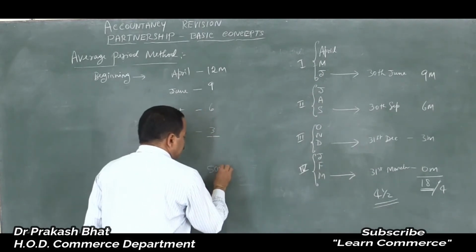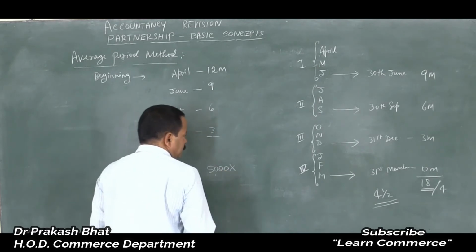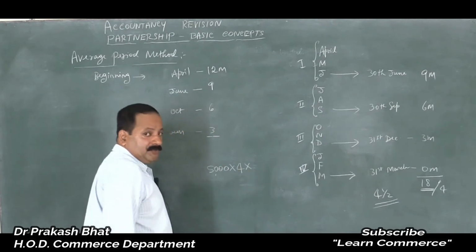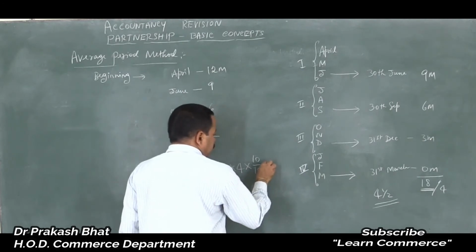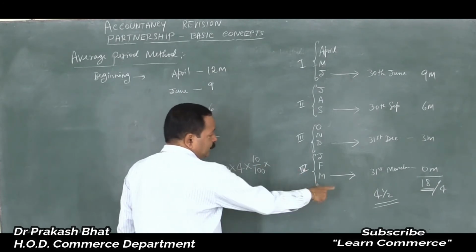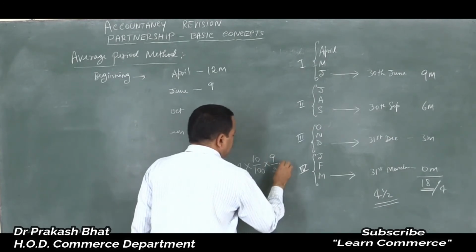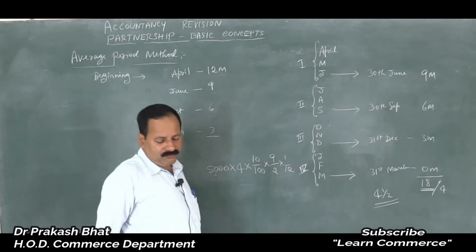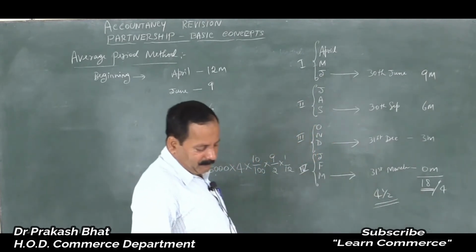Let us take 5,000 is the amount withdrawn at the end of each quarter. 5,000 into how many withdrawals are there? 4 withdrawals into rate of interest given in the problem as 10%, suppose, into for how many months? 4.5. 4 2s are 8 plus 1, 9. So 9 by 2 into 1 by 12. That is what you have to do here. Very, very simple problem, right?